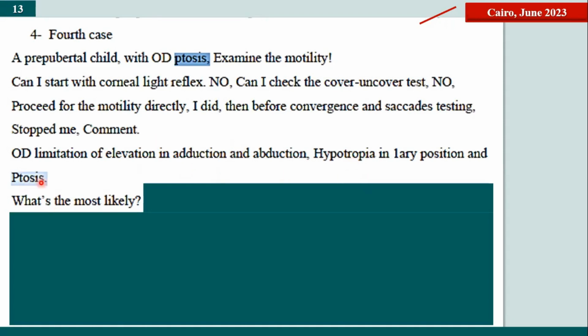The ptosis could be true ptosis or could be pseudoptosis. How do we differentiate between pseudo and true ptosis? You can do a cover-uncover test. No, not cover-uncover test. We cover the other side.